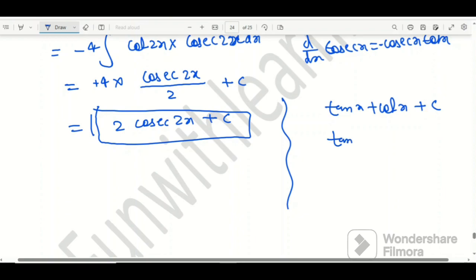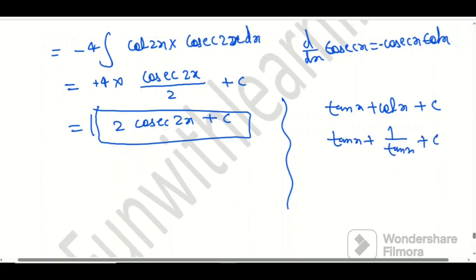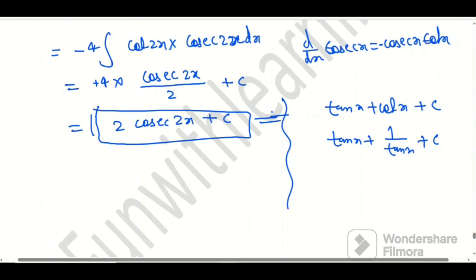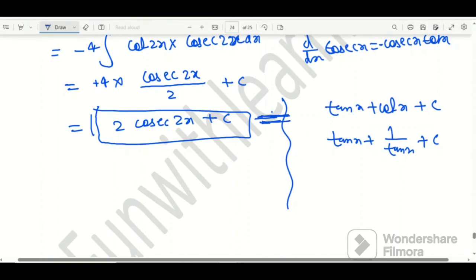We can write tan x plus 1 by tan x, or we can check for a particular value. We can take x equal to some theta, 30 degree, and we can check that the answers of these two will be equal. So by this way, we can solve multiple choice questions, even if the answer looks different. Both answer expressions are different, but the value will be the same. So here we are solving.